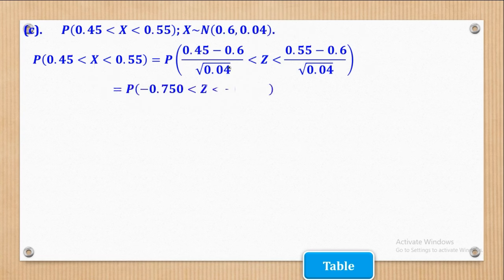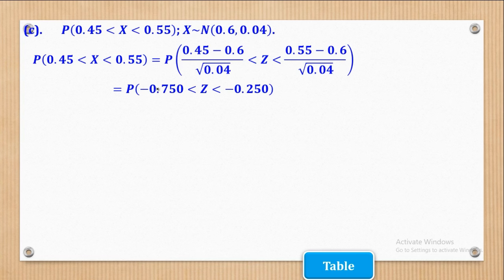After that, we shall use our calculator, and if I use a calculator to simplify this and round off to 3 decimal places, I'll come up with negative 0.750, and this one rounding off to 3 decimal places, I'll come up with negative 0.250.